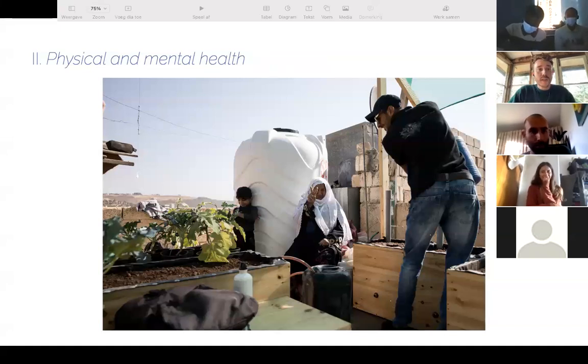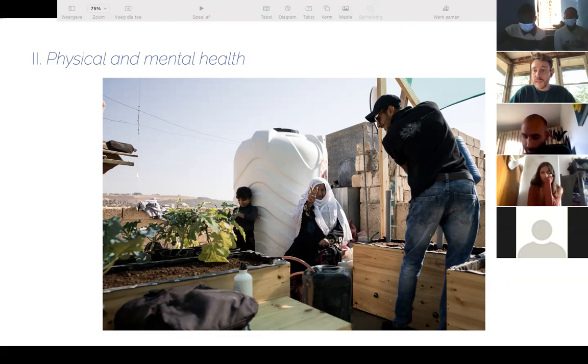So one of the first things is physical and mental health. This is a picture from the rooftop farm of Khouloud, who was at that moment, I think about 75, or she still is, now she's 2 years older. This was the end of 2019. Khouloud is a very strong, powerful woman who takes care of her family by herself, of her children and grandchildren.